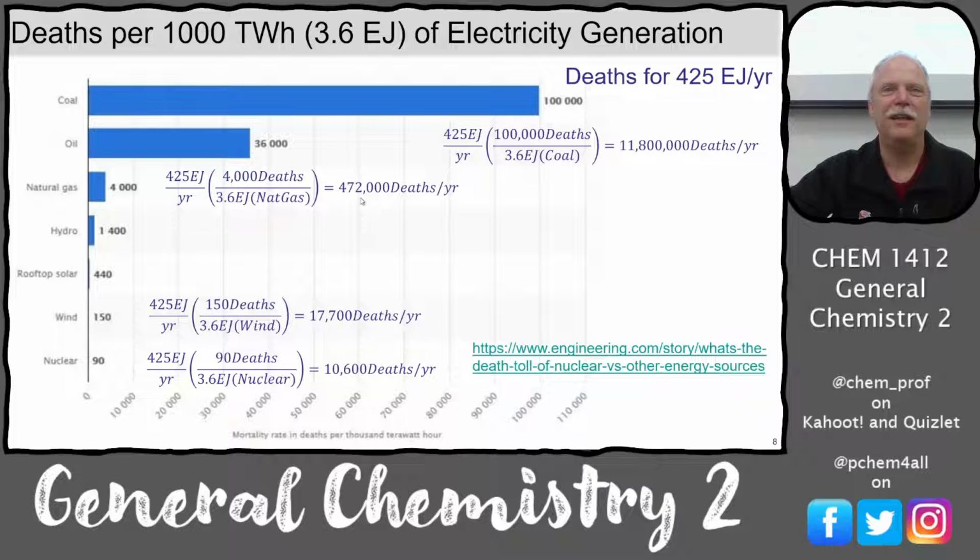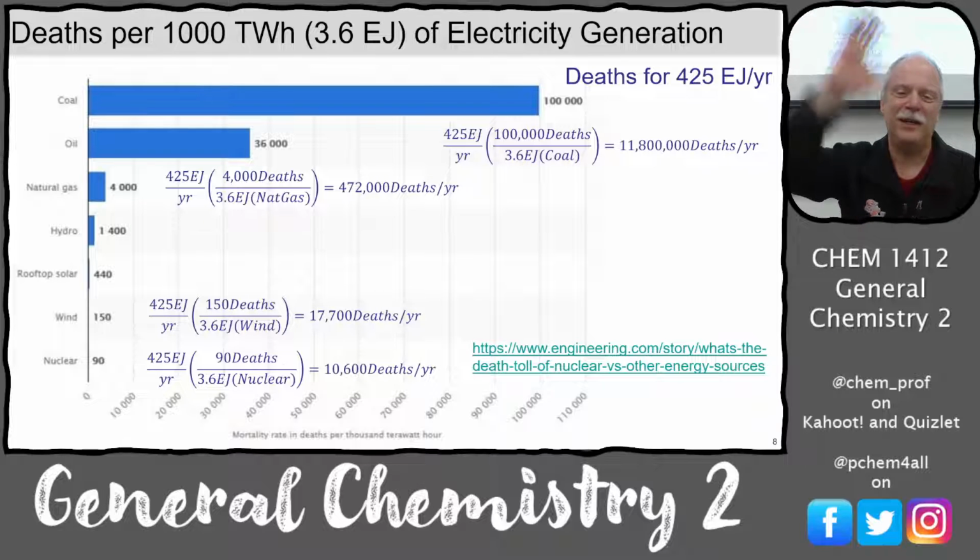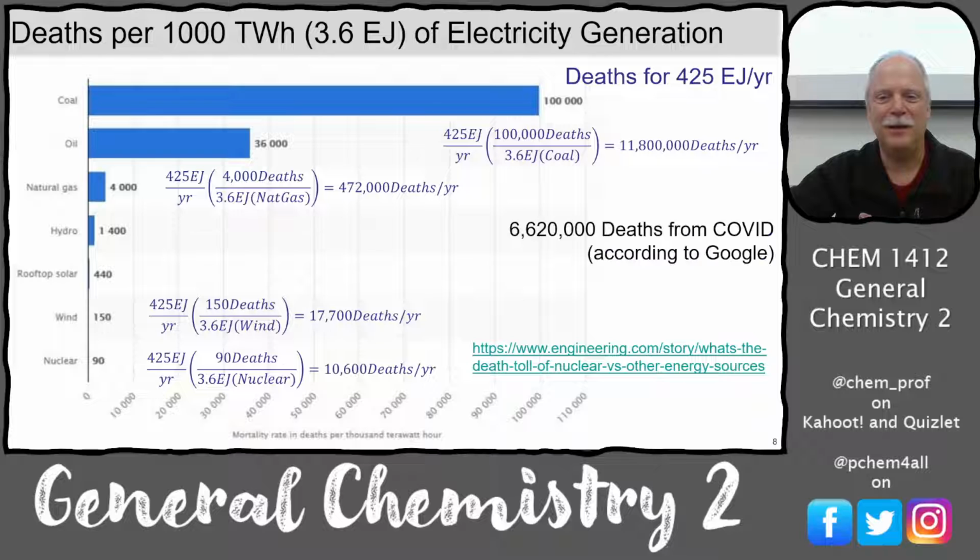And wind, you think wind, what's wrong with wind? Well, you got to put those things up on the pole, right? That'd be 17,000 deaths per year if we generated every bit of power per year. And COVID, according to Google, gave us 6 million deaths over 2.5 years. So that's up there. So anyway, just talking about different sources of energy. Every source of energy produces some sort of pain, right?